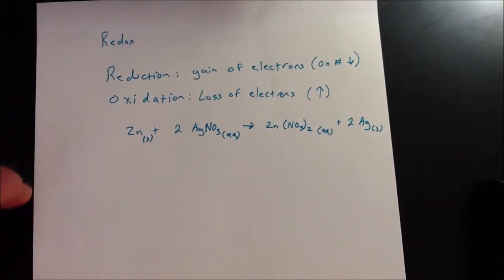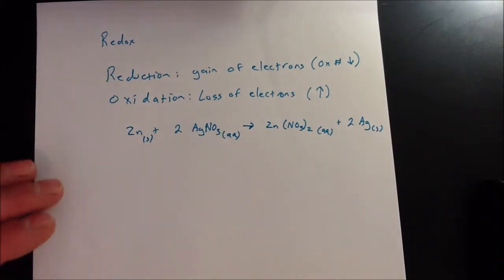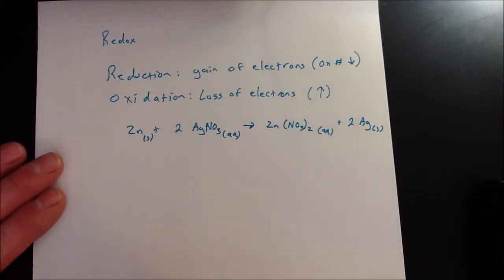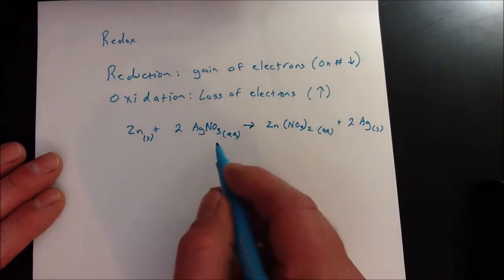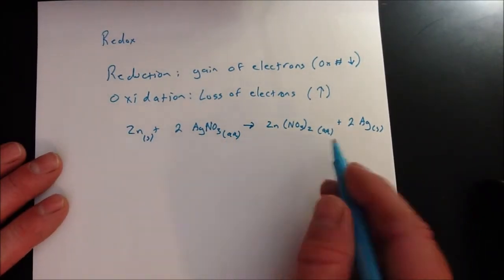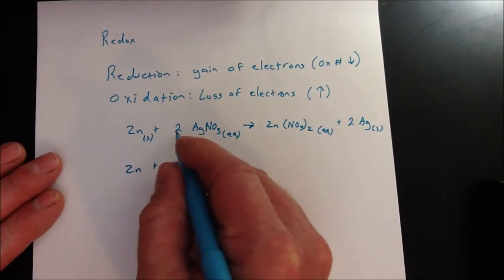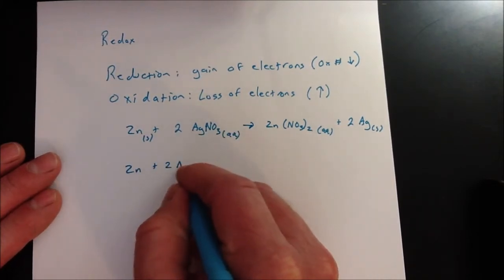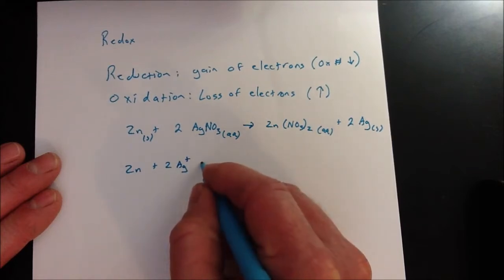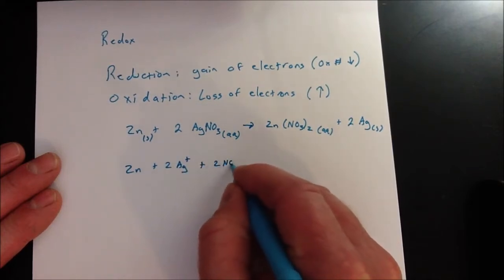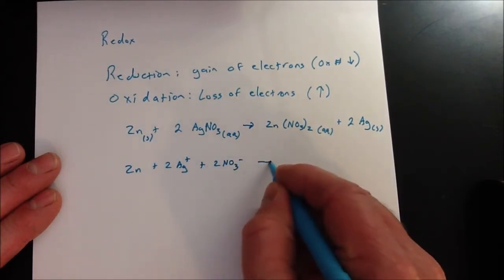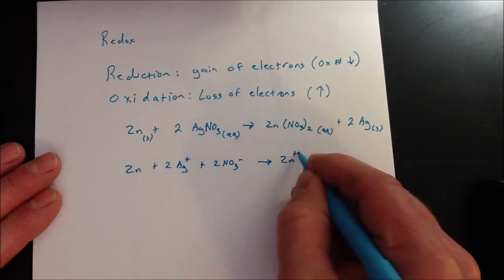Alright, so that's the balanced equation for this, but we're going to do something called a net ionic equation. To do a net ionic equation, you need to know your solubility rules. I'm not going to go through those on this particular video, but you break apart anything that's in solution, anything that's aqueous. So we've got zinc plus, and I'm going to carry the coefficient through in this problem, 2 Ag+ (aq) plus 2 NO3- (aq), arrow, Zn2+.